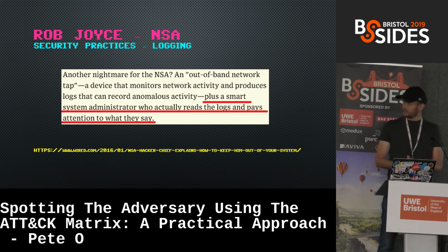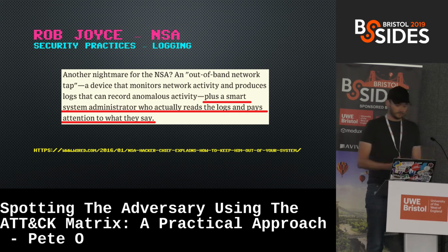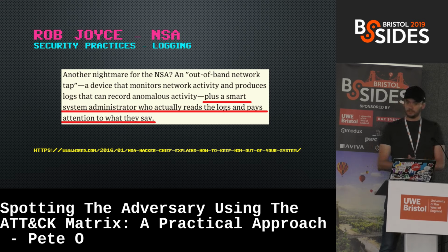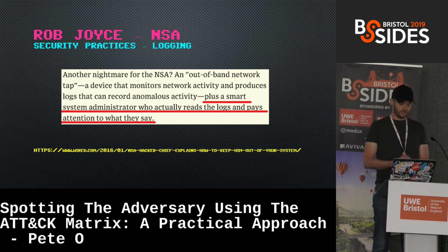So in this case here, Rob Joyce, who led the Tailored Access Operations as part of the NSA, a team responsible for advanced exploitation of IT systems, gave a rare presentation at the USENIX Enigma conference a few years ago. He was basically giving an education to computer security professionals and academics about how to keep people like him and his team and other threat actors out of our systems.